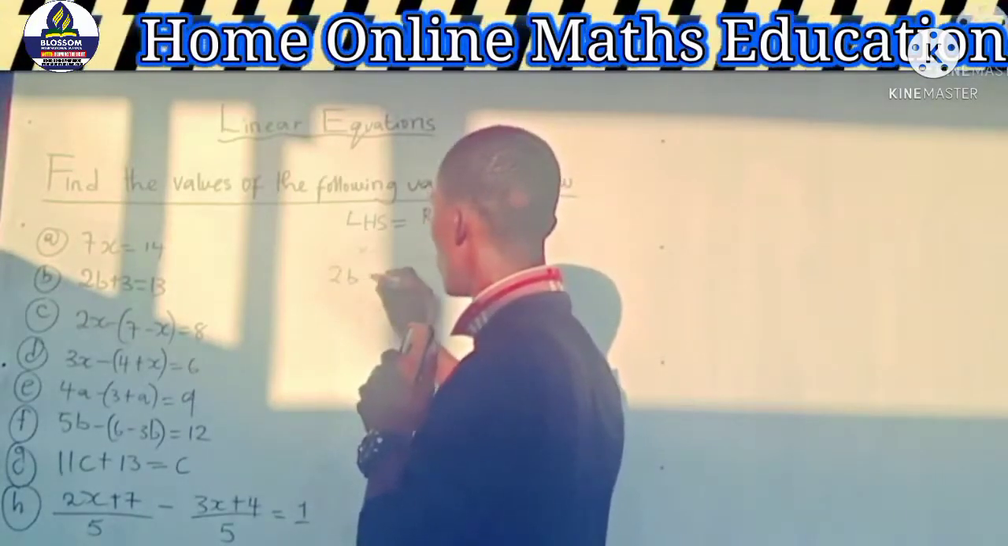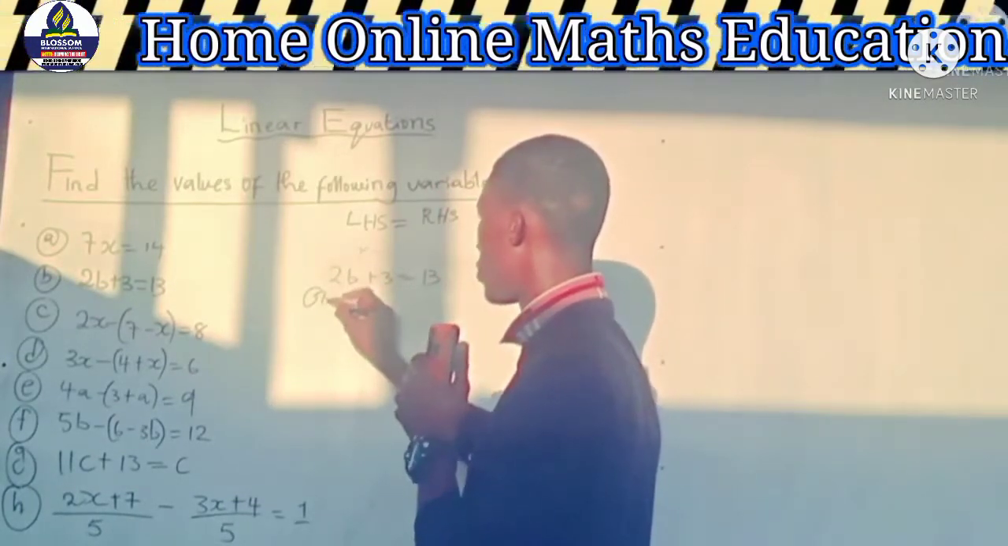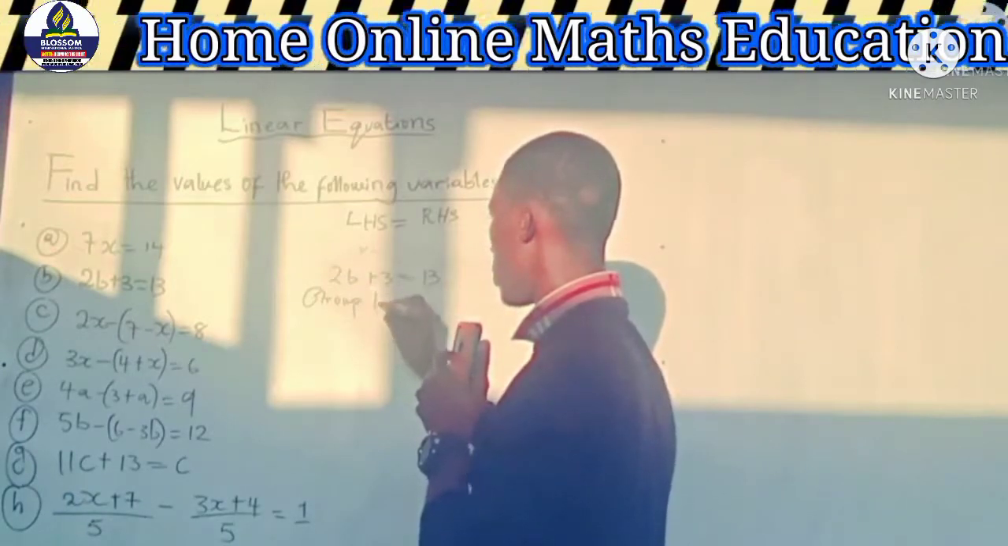We have 2b plus 3 equals 13. Now what's the next step? We have to group like terms. Group like terms.